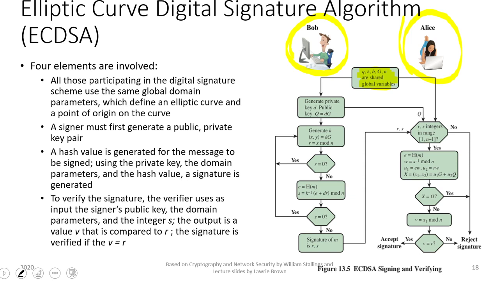Then at the point of verification, the verifier would use the signer's public key, the public key that was generated and shared back. It would use the domain parameters because they were also available as the global domain parameters. Then it would use the signature components that were received as part of the verification, and then it would do the verification there.